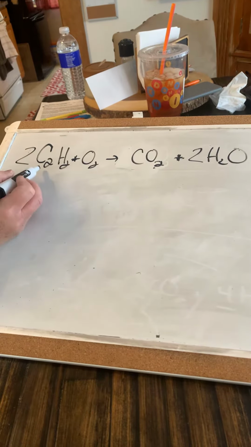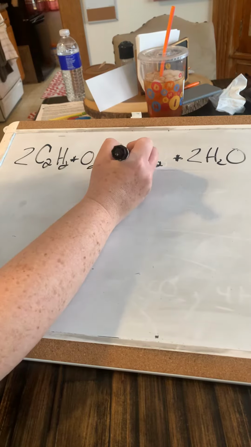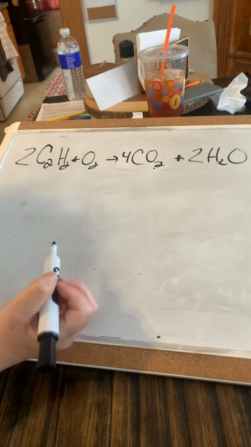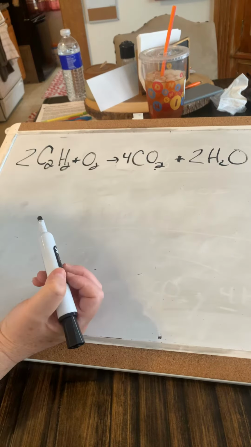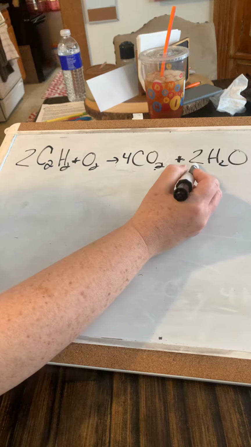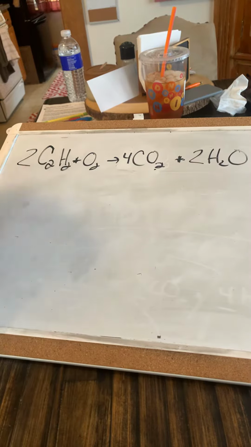So 2 times 2 is 4. So we got to put a 4 here to make our C's okay. So 2 times 2 is 4, so there's 4 C's. 4 times 1 is 4, there's 4 C's. We're good. 2 times 2 is 4 H's. 2 times 2 is 4 H's.